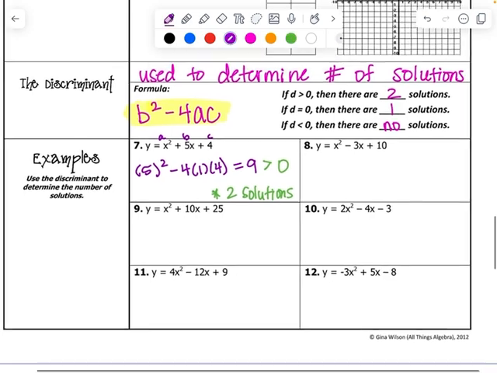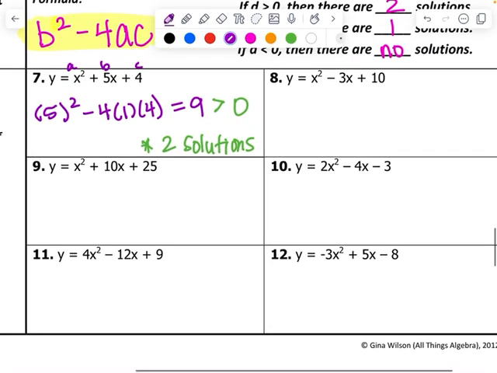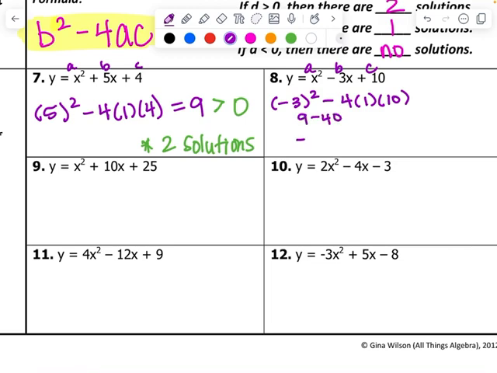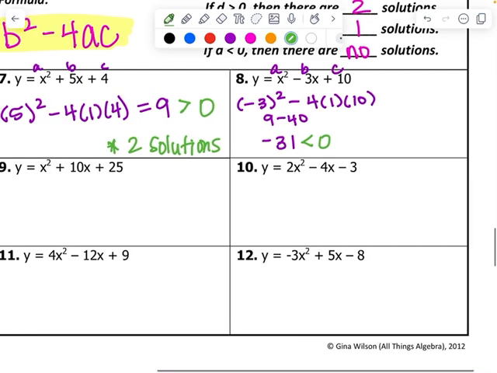Okay, let's try number 8. A, B, C. If we take b squared minus 4ac, we have 9 minus 40. That is -31. -31 is less than 0. It's a negative number, which means we are not going to have any solutions. We have a parabola that is not intersecting the x-axis.